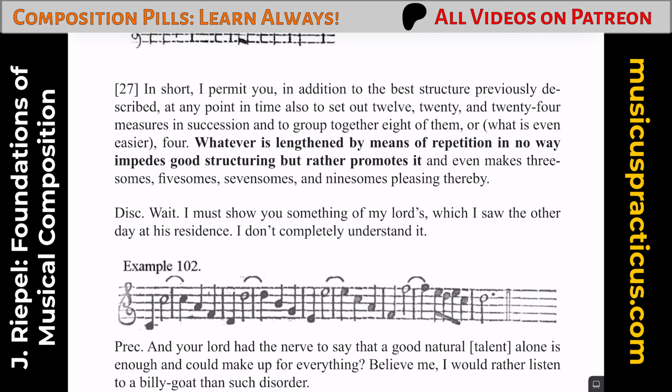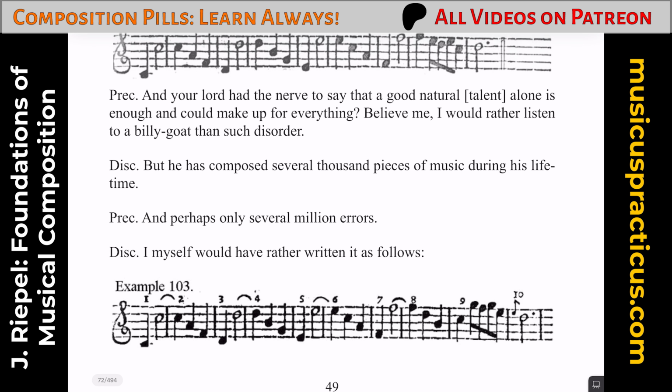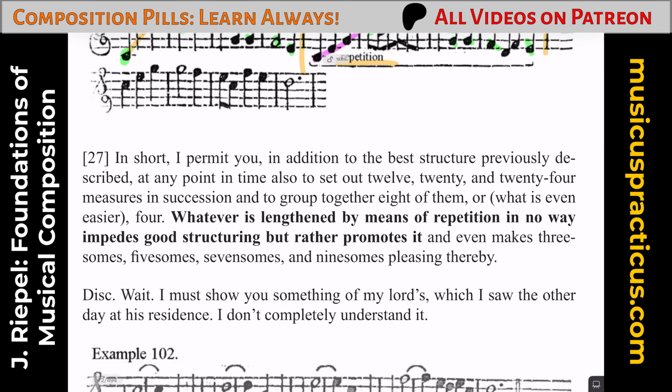Wait, I must show you something of my lord which I saw the other day at his residence. Maybe this can be the... Okay, we'll study this in the next video, but let me read again this point.